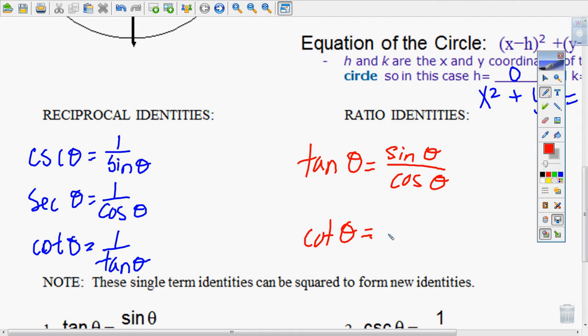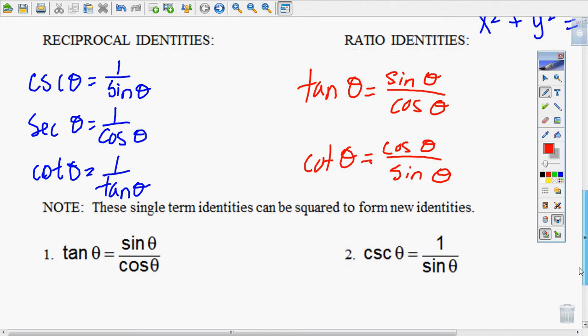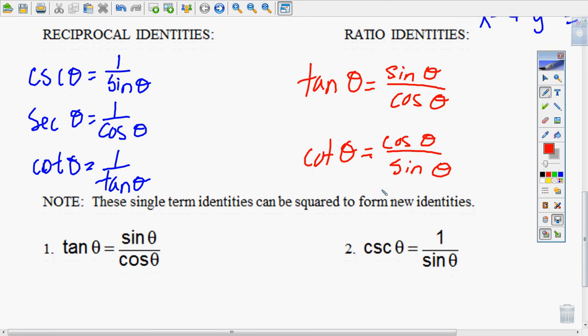Cotangent, therefore, which is normally x over y, would be cosine theta over sine theta. So do we see how these relate to our ratios? We're just taking away the x and y and writing in the trig. Just like any identity, an identity can be manipulated.